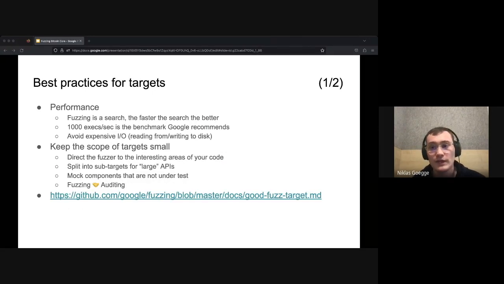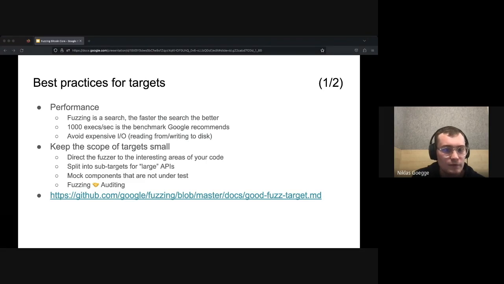Another thing is make sure your targets are fast. Fuzzing is basically a search for bugs, and the faster the search, the better. Google has a fuzzing repository where they outline a bunch of stuff about fuzzing, and they recommend 1,000 executions per second for your targets. If you have a slow target, maybe it's doing some sort of expensive I/O, like reading or writing from disk, you should avoid that. It could be that your target just is inherently slow and you can't do anything about that. In that case, if you have the infrastructure to scale it up, where you just keep adding CPUs, that could work, but ideally, try to make your targets as performant as possible.